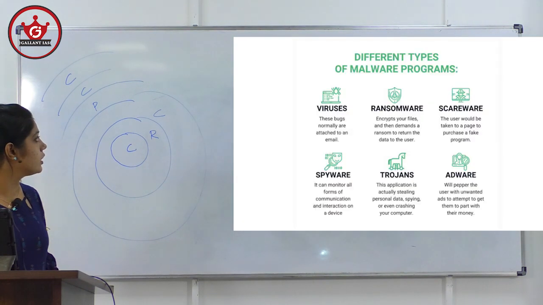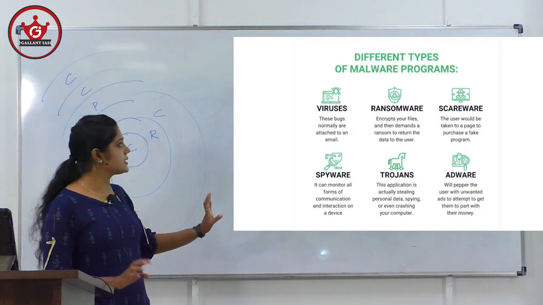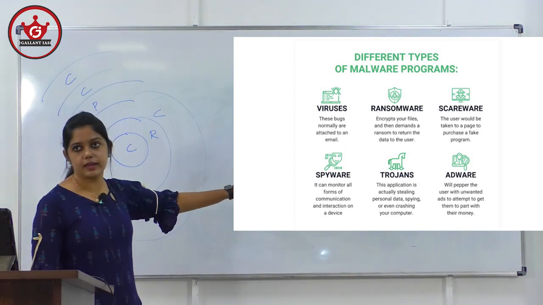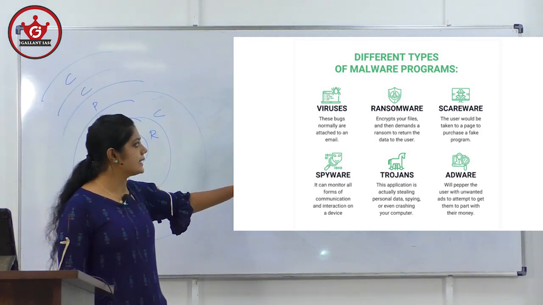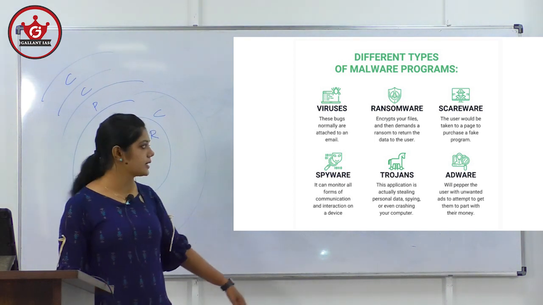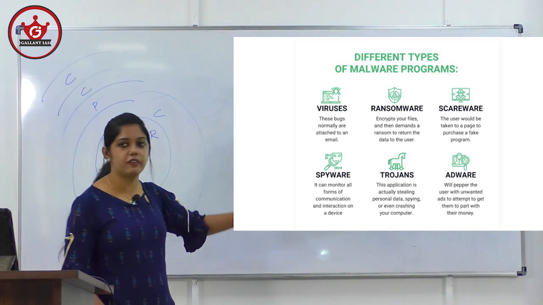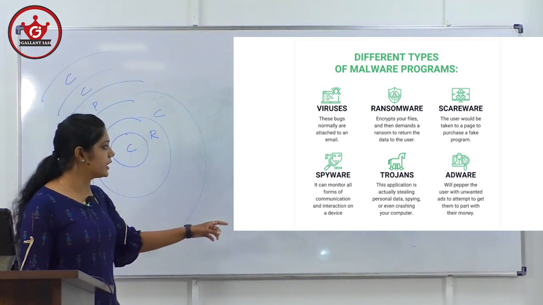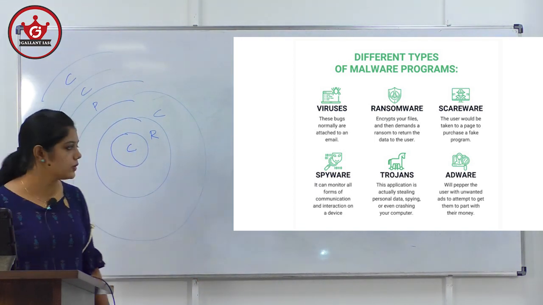Important. Moving on further, different types of malware are there. One is virus. These are generally attached to an email. Ransomware encrypts your files and then demands a ransom, which means money, to return the data to the user. Third is scareware. The user would be taken to a page to purchase a fake program. Next is spyware. It can monitor all forms of communication and interaction on a device. Example, Pegasus. Pegasus was in news.